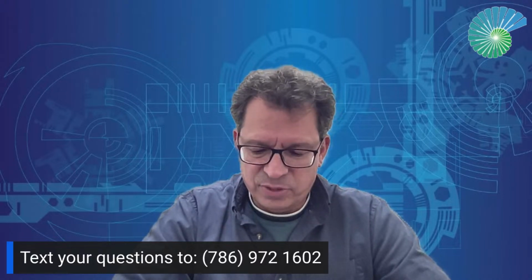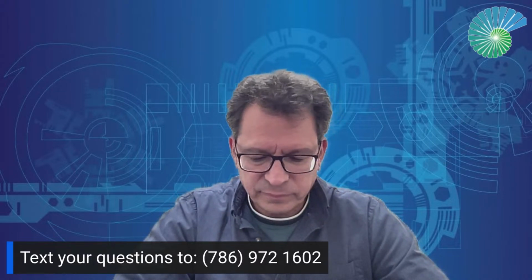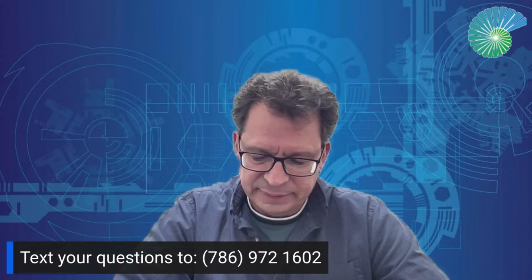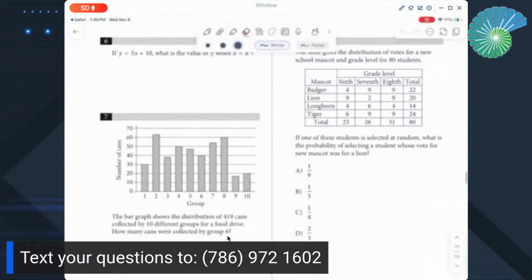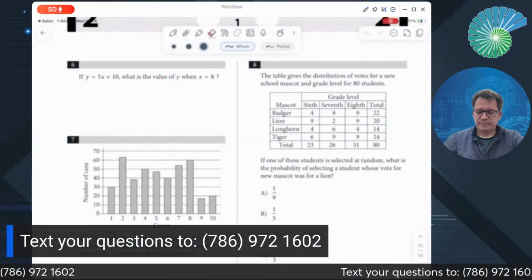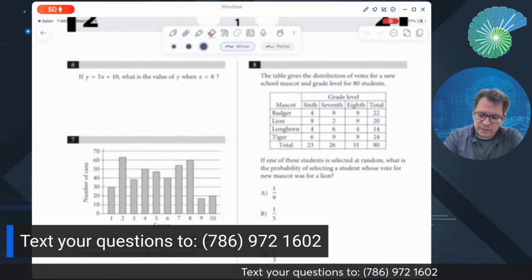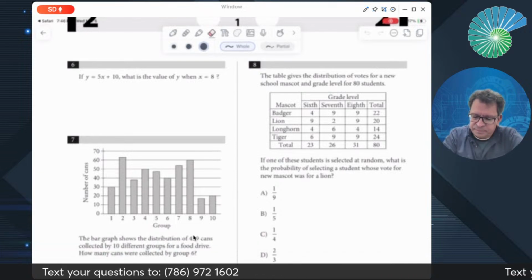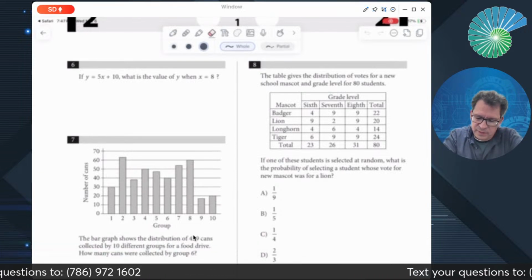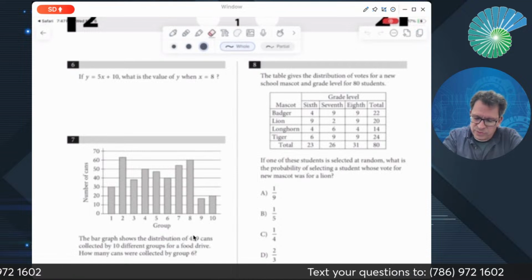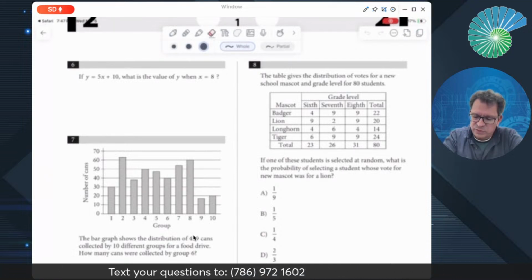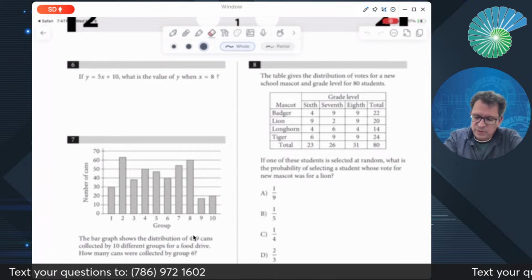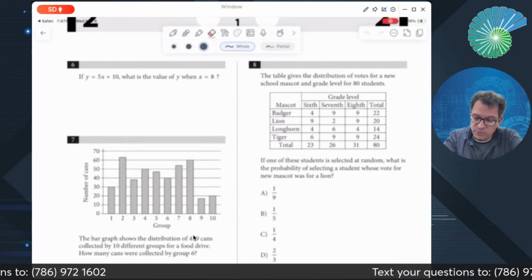And in the meantime, let's do a couple of questions here. Let's see. Let's try some data analysis question number 8. This is a question where they give you a table and let's read it. If one of these students is selected at random, what is the probability of selecting a student whose vote for a new mascot was for a lion?